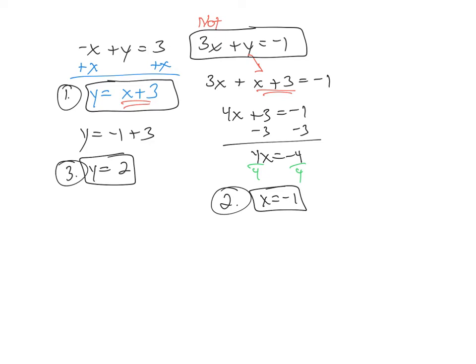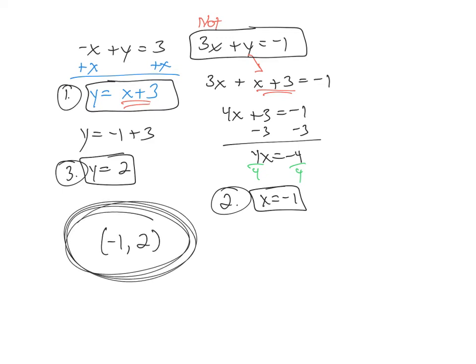But my answer, remember I have to combine, my answer is a point. Don't put y equals 2 and x equals -1. That's not the way we do it. You got to combine them for a coordinate.